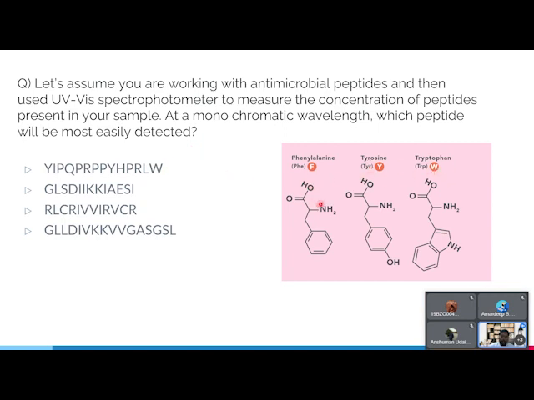So now I would ask every one of you to try and answer this question: which peptide contains the most of these, and should be the one that shows UV visible spectrophotometry? Archana has already said that it is number one. I would encourage everyone else to try. Anshuman also says it is A.